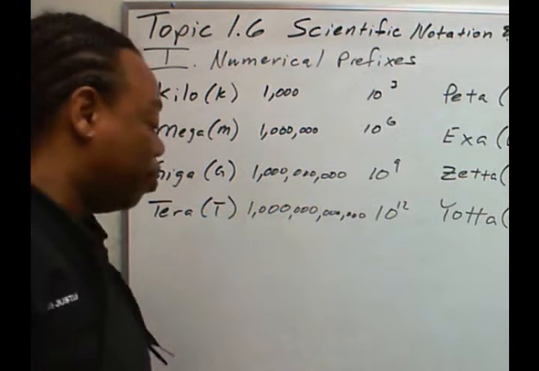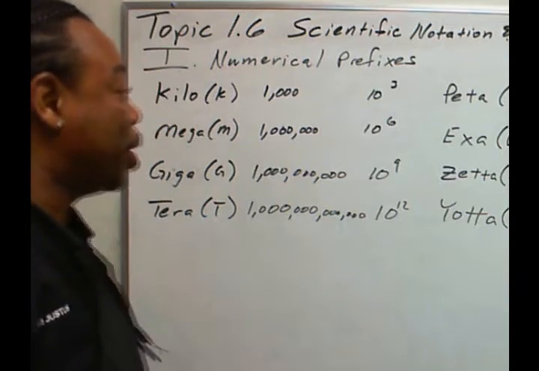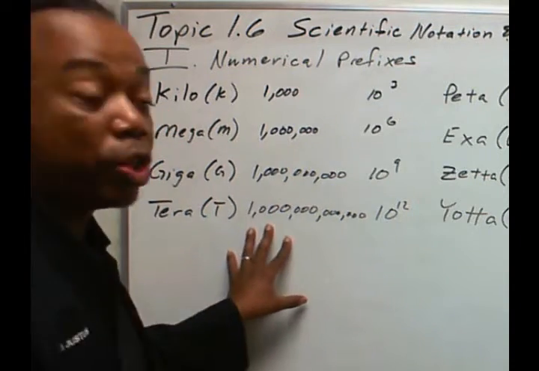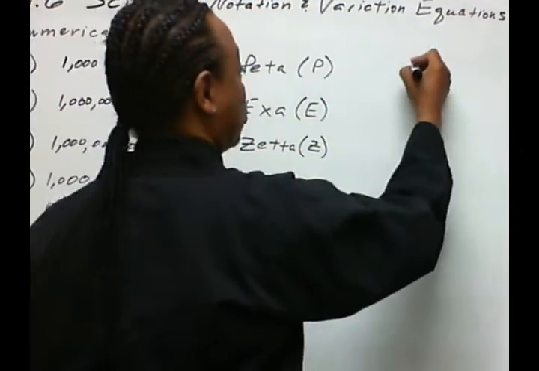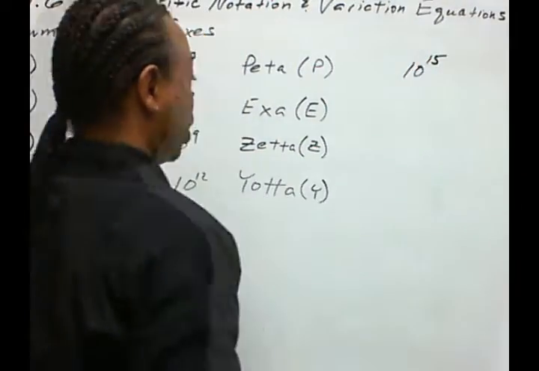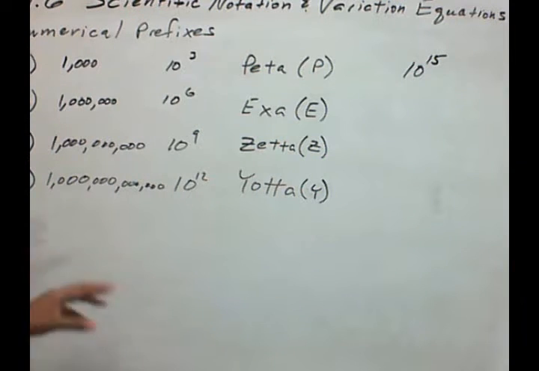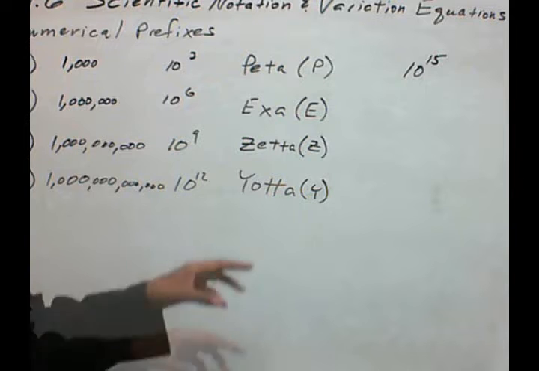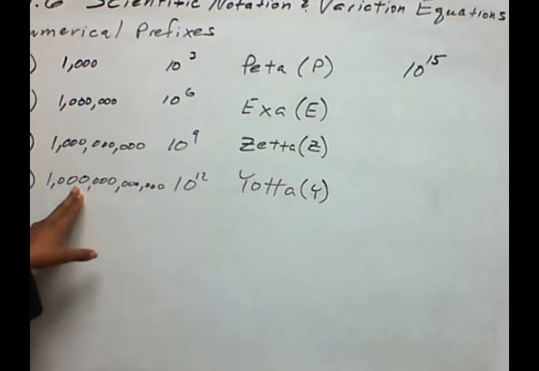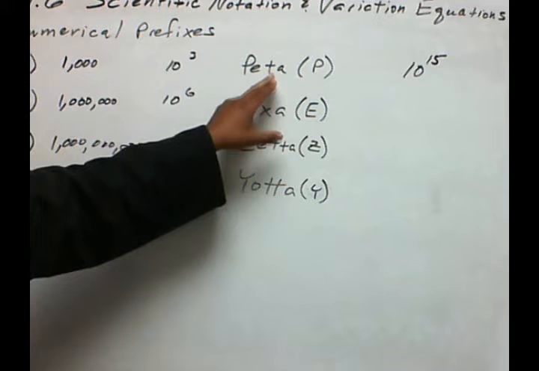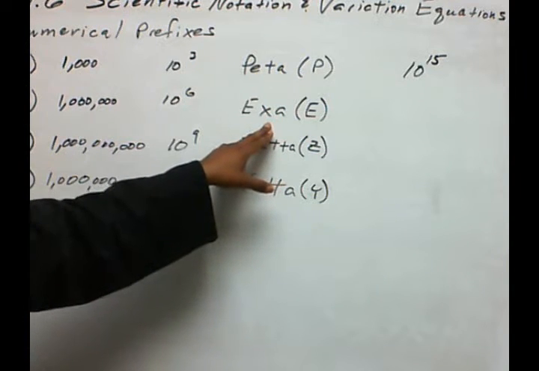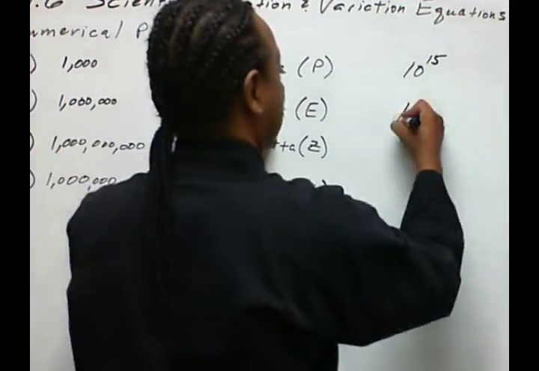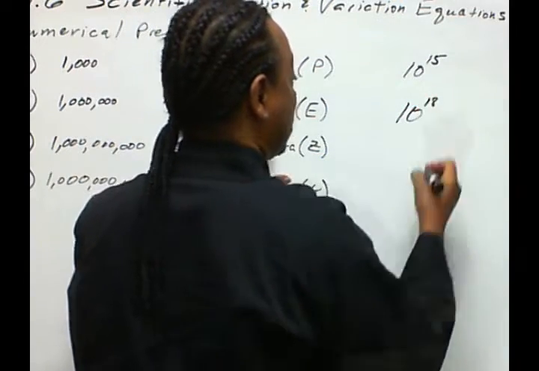Okay. Now, beyond the tera, we have the peta. Whereas this is 1 trillion, the peta is a quadrillion, which has 15 zeros, as opposed to the tera, which has 12 zeros. Beyond the trillion, this is the quadrillion. Next is the exa. The exa is the quintillion, and that has a total of 18 zeros.